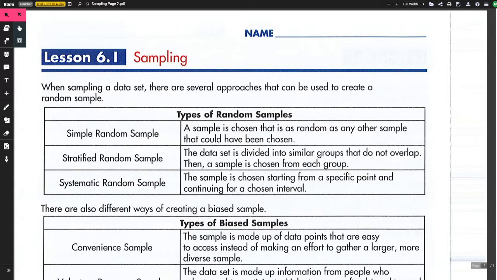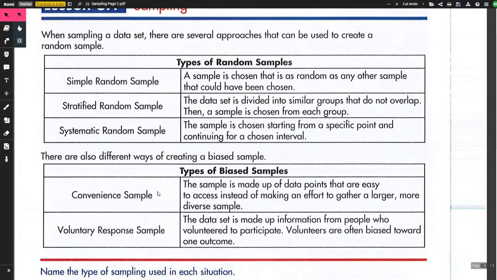This time we're going to be looking at sampling. The particular samples we're going to be looking at are random and biased. There are 3 different types of random and 2 different types of bias samples. So the 3 random ones are simple, stratified, and systematic. Simple is where you're just asking people at random, nothing too complex about it.